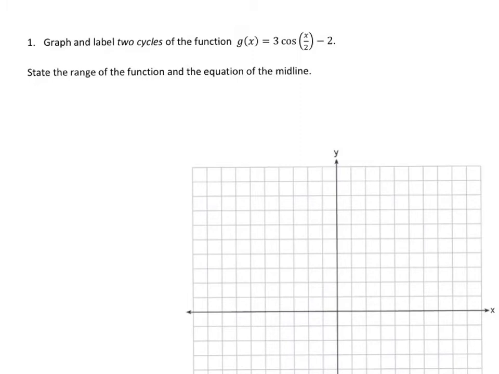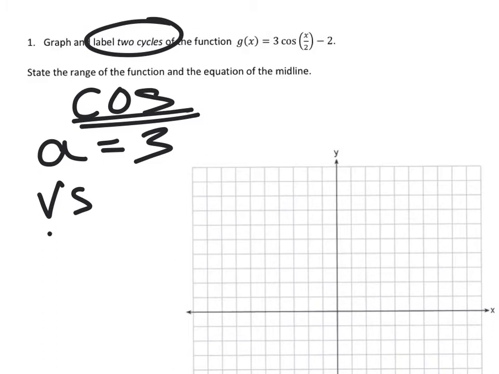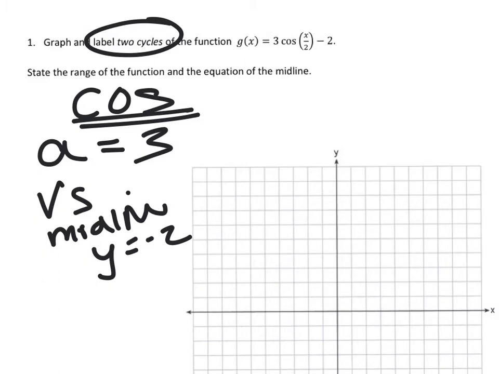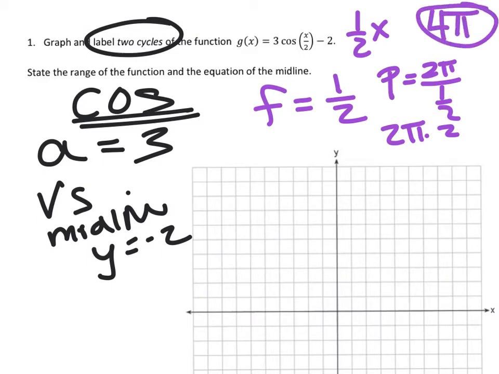All right, let's talk through one more. This time it says graph 2 cycles. So the first thing I want to identify is that this is a cosine function. My amplitude is 3. I have a vertical shift. That's where my midline is going to be, and that's at y equals -2. My frequency looks ugly, but remember, that's just 1/2 of x. So my frequency is 1/2, which means my period is 2 pi over 1/2, which is really 2 pi times 2, so my period is actually 4 pi. So I'm not going to see that whole cycle till I get out to 4 pi.